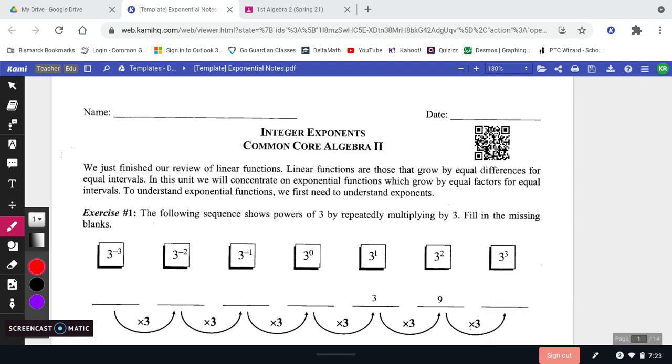Okay, we're going to be taking a few days and looking at exponents again. So a lot of this first material is going to be familiar to you, but it'll be presented in a little bit different way.